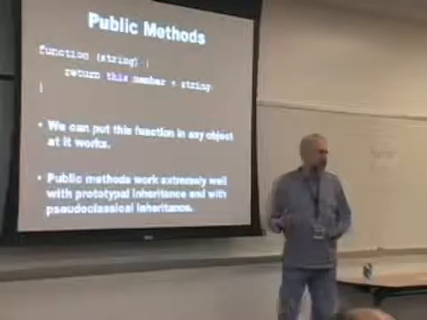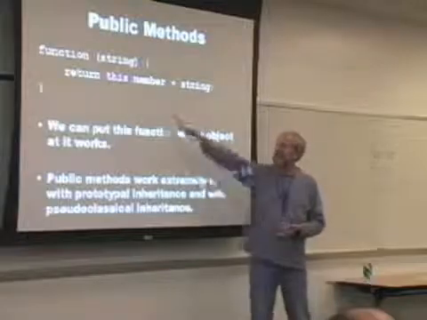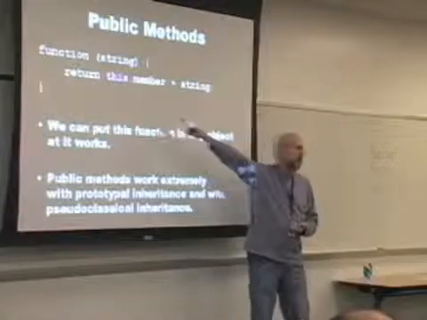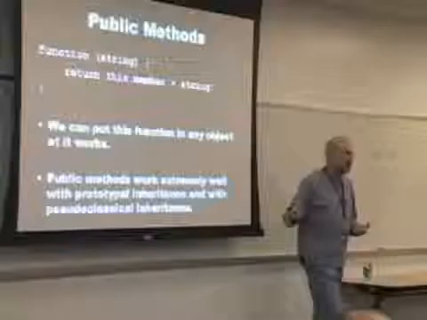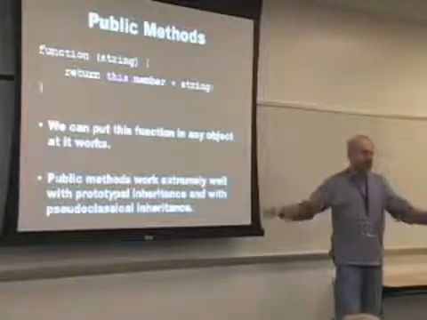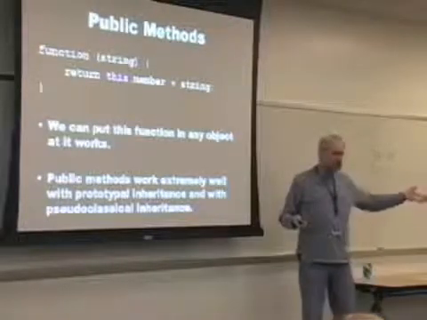The way you can identify a public method is it's got this in it somehow, and that access to this allows it to bind to any object. And we can put it anywhere and it works. Public methods work extremely well with prototypal inheritance and with pseudo-classical inheritance. We put them anywhere in the inheritance chain, and they'll work in all of the children.